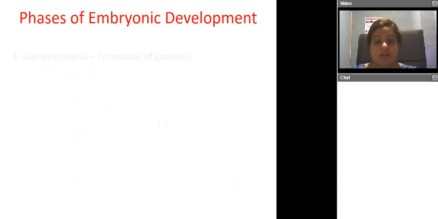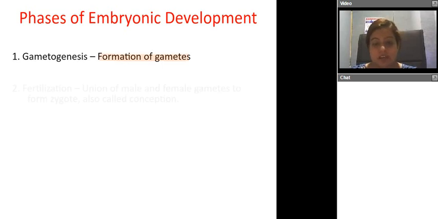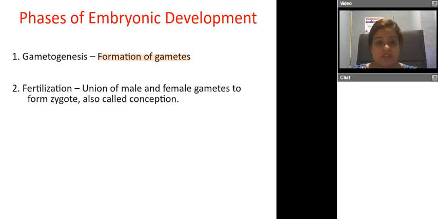Let us have a look at the phases of embryonic development. The first phase is the phase of gametogenesis. This phase includes the formation of gametes. The next one is the process of fertilization, where the union of the male and the female gametes takes place. The union of male and female gametes forms a zygote. This is also termed as conception.